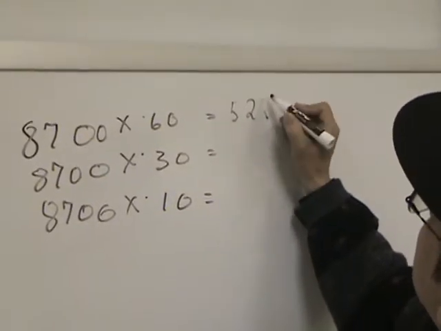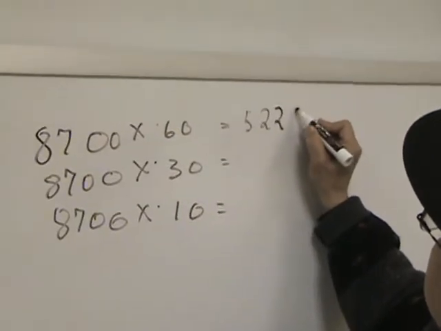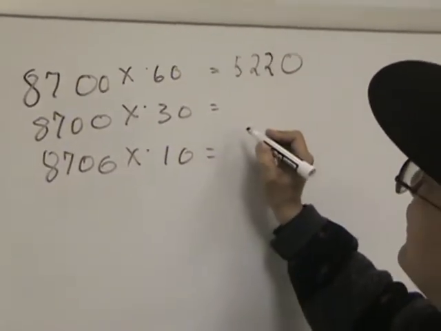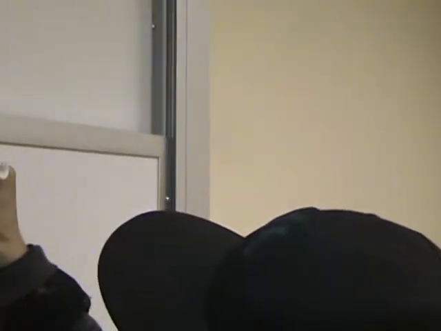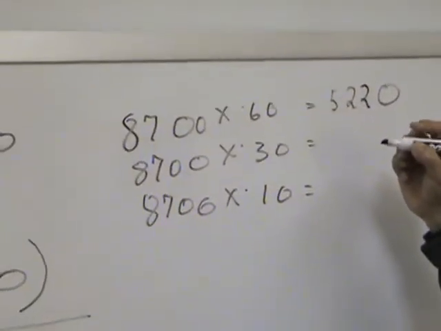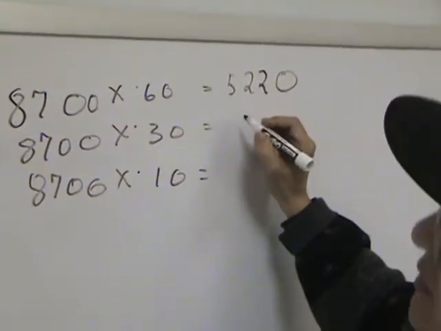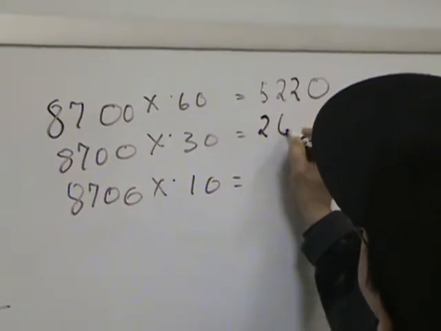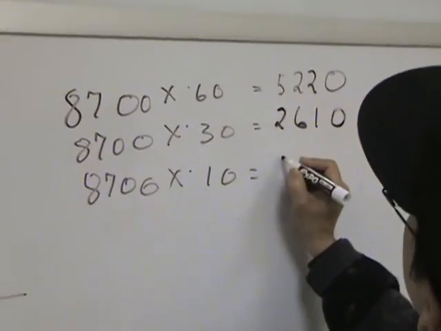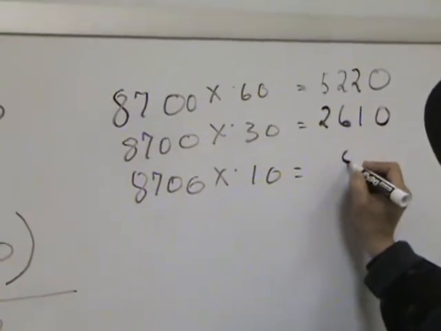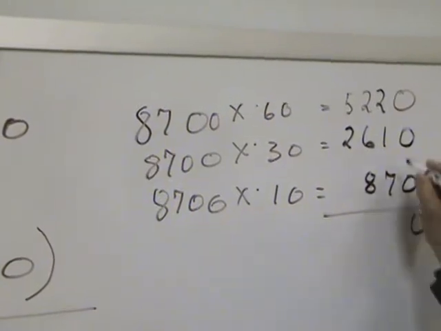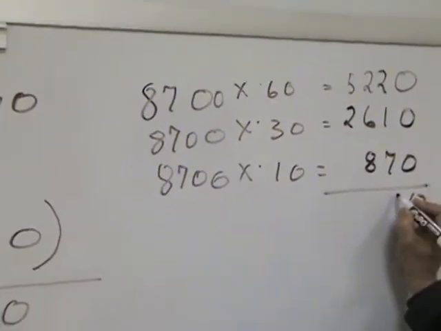Can you do perpendicular with that so it doesn't come on the whiteboard? 8,700 times 0.6 means you go square at it. You've got to go square. 8,700 times 0.3 is 2,610, and 8,700 times 0.1 is 870. And then add them together, that's going to equal 8,700.